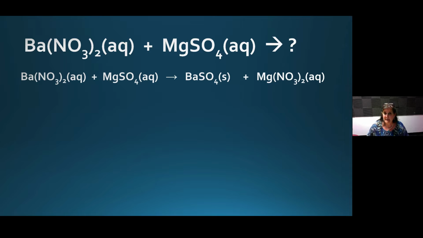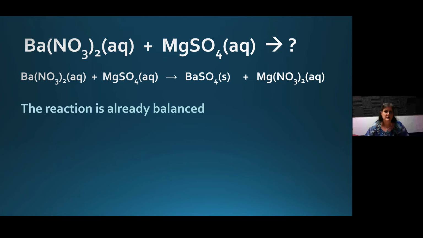Let's balance this, and remember, keep your polyatomic ions together as a group. We've got 2 nitrates on the left side. We've got 2 nitrates on the right side. We've got 1 sulfate on the left side. We've got a sulfate on the right side. We've got 1 barium, 1 barium, 1 Mg, 1 Mg.